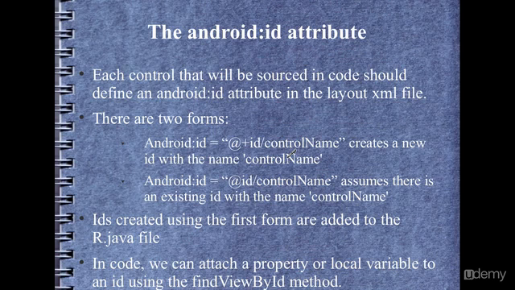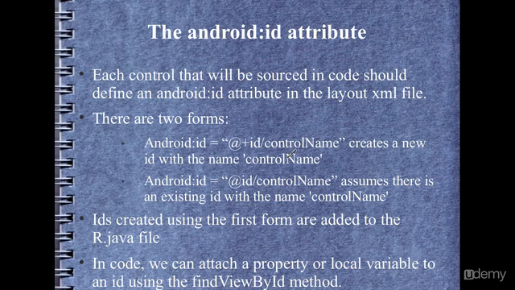It just makes more sense. In other words, the ID is not going to be created if it doesn't already exist. So always use at plus ID slash and then the name of the ID. These are integers, and they will be defined in a file called r.java. r.java is nothing we can look at, but we can never modify it. It will be modified for us as we create these IDs.